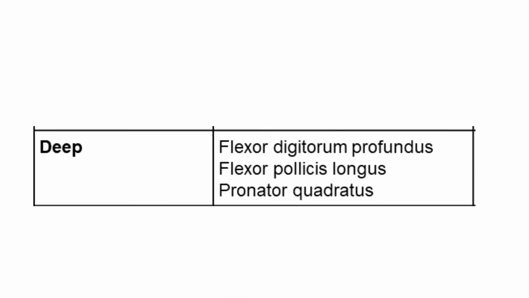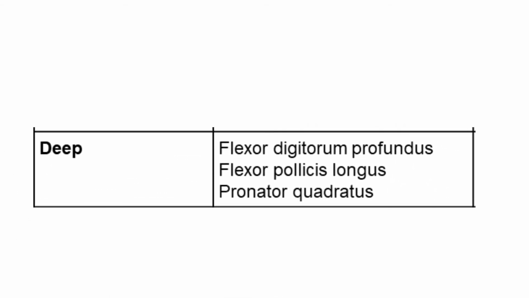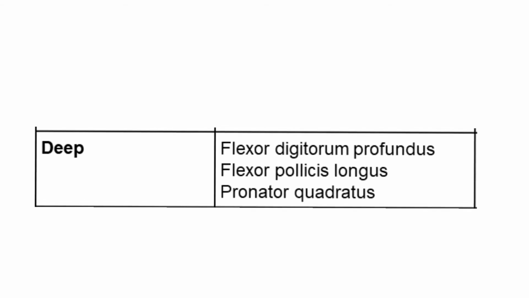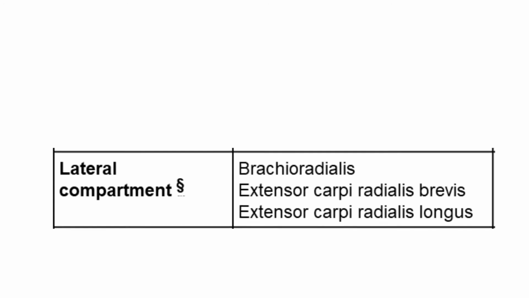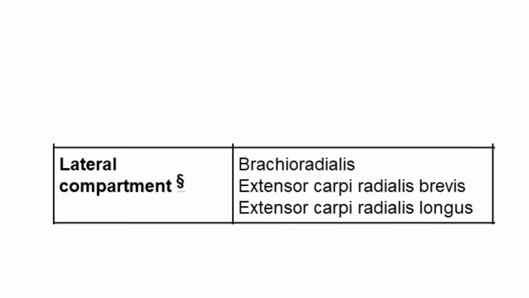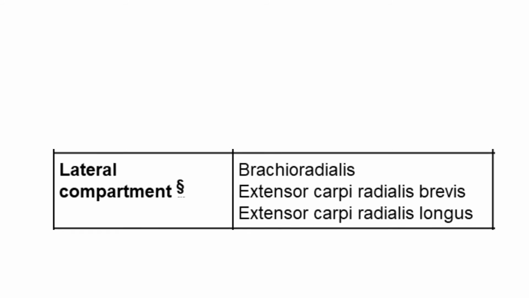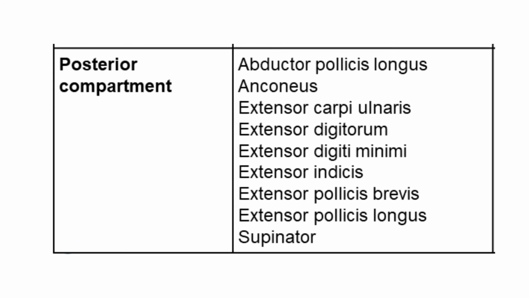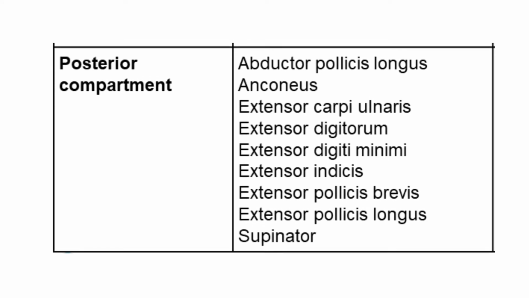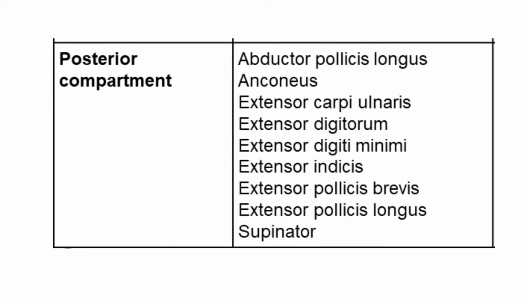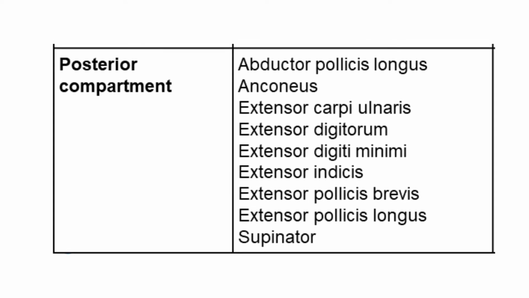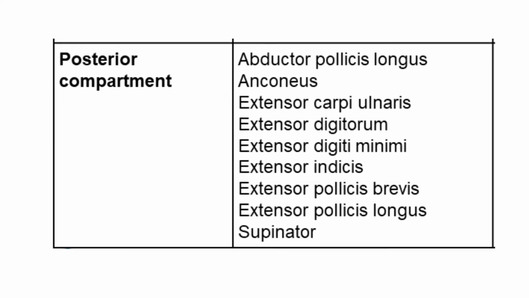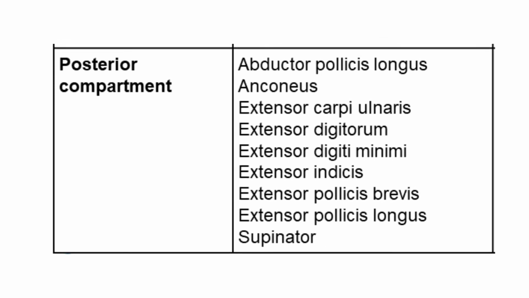The deep anterior compartment houses the flexor digitorum profundus, the flexor pollicis longus, and the pronator quadratus. The lateral compartment houses the brachioradialis, the extensor carpi radialis brevis, and the extensor carpi radialis longus. The posterior compartment houses the abductor pollicis longus, the anconeus, the extensor carpi ulnaris, the extensor digitorum, the extensor digiti minimi, the extensor indicis, the extensor pollicis brevis, the extensor pollicis longus, and the supinator.